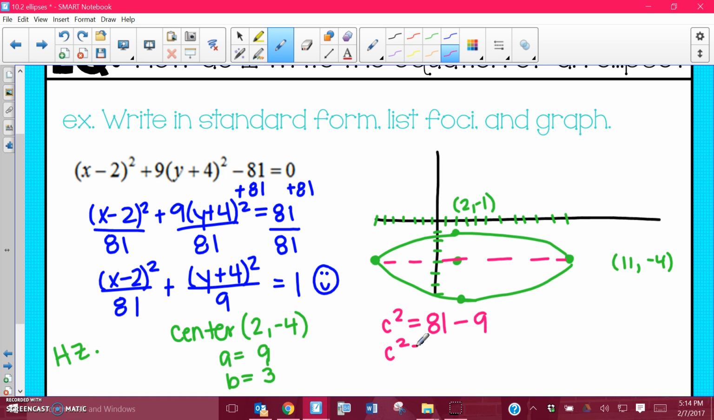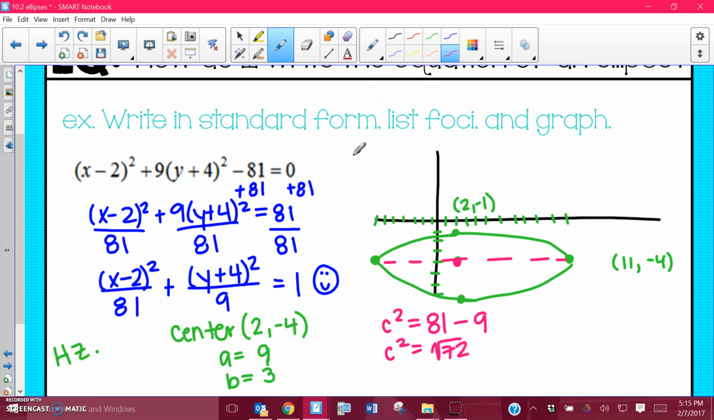So I find that c squared is equal to 72, so c is the square root of 72, which is not pretty. I could simplify that down into a little bit nicer, but I think we can leave that alone. You can always get a decimal approximation if you need it. So the biggest thing when I'm trying to find the foci is to identify where your center is, and then remember that it's along the major axis.